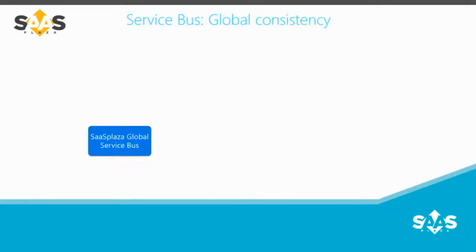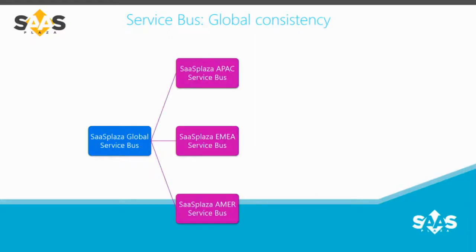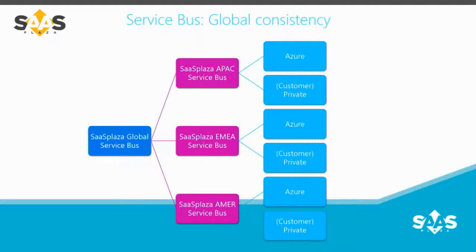We have a global service bus, and within the service bus, we also have the ASR functionality available. Second to that, we have our regions where we have the enterprise service bus also implemented, and not only on top of Azure, but also on top of the private cloud. Next to that, the Azure implementation and the private cloud, customer cloud.